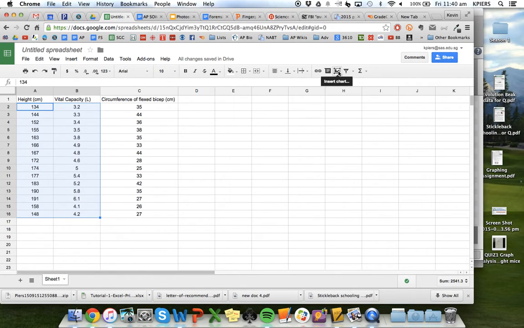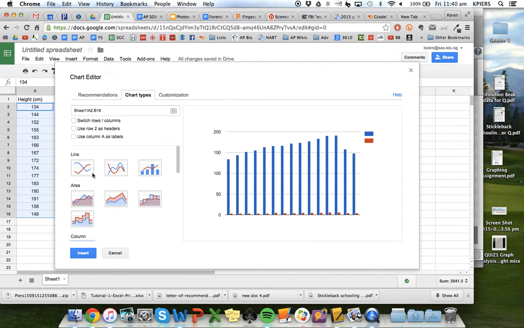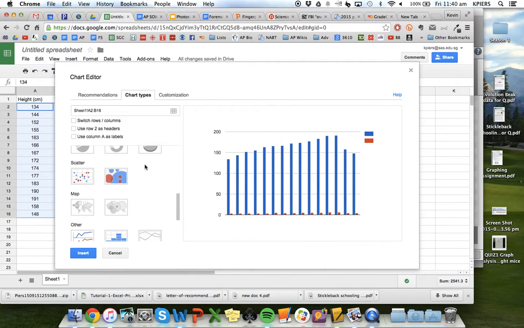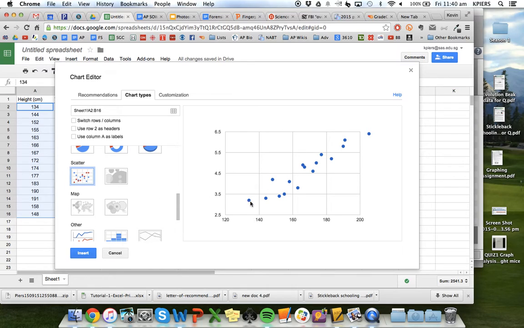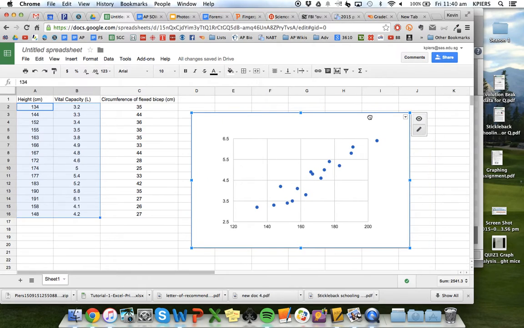Over here, you've got your chart possibilities. So you want to insert chart. Now, under the chart types, you don't want to make a line graph. Try to avoid that. You want to make a scatter plot. I'm going to go ahead and click this, and there you can see the data is plotted quite nicely. Okay, so I'm going to go ahead and insert this and move it over here, so we can see what's going on.